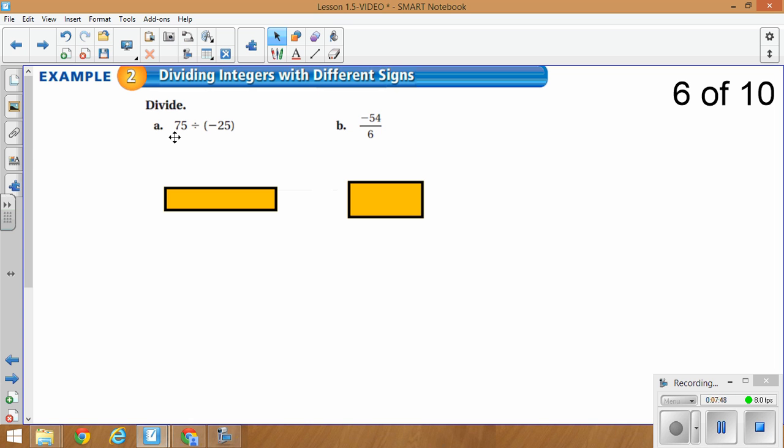Slide 6 of 10, 75 divided by negative 25. Think of negative 25 as giving a quarter away, like 25 cents. So how many 25 cents do you need to give away to make up 75 cents? Well, you need to give away 3 quarters. So 75 divided by negative 25, different signs, negative 3.